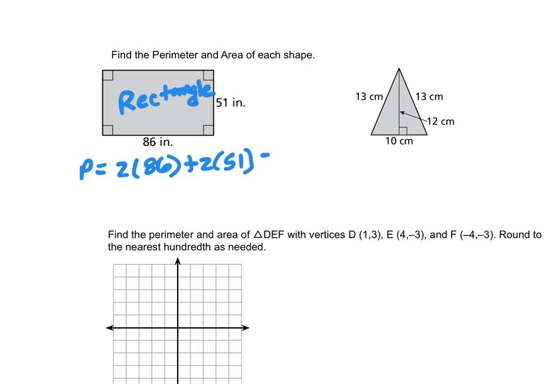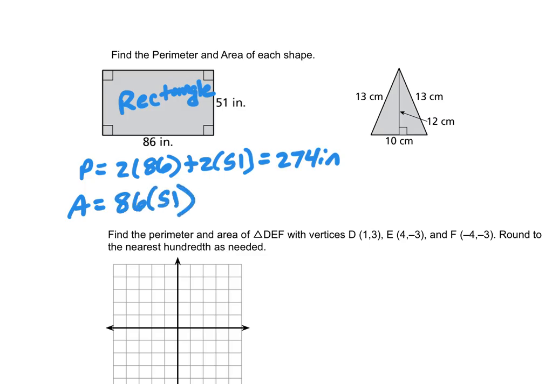Okay, if we add up all of that or put that into our calculator, what do we get for our perimeter? Let's try putting that in. 274. Okay. And our label here is inches. It's inches because inches is on the original picture. Okay, our area is length times width or base times height, whatever you want to call it.